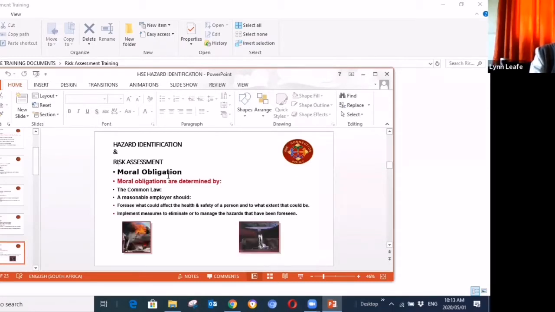The moral obligation. Your moral obligations are determined by the common law. A reasonable employer should foresee what could affect the health and safety of a person and to what extent that could be. Implement measures to eliminate or to manage the hazards that have been foreseen.